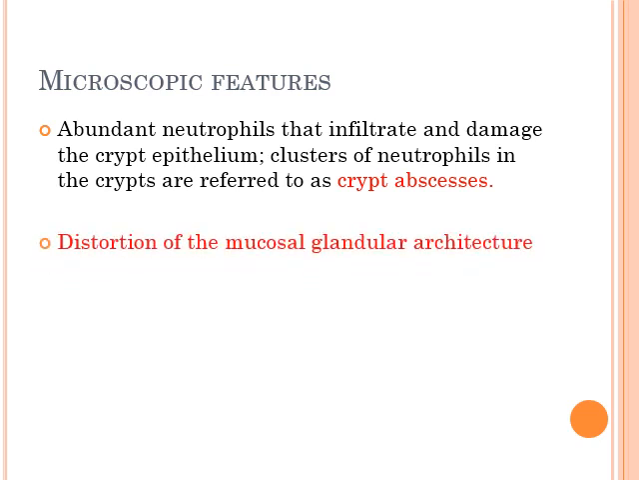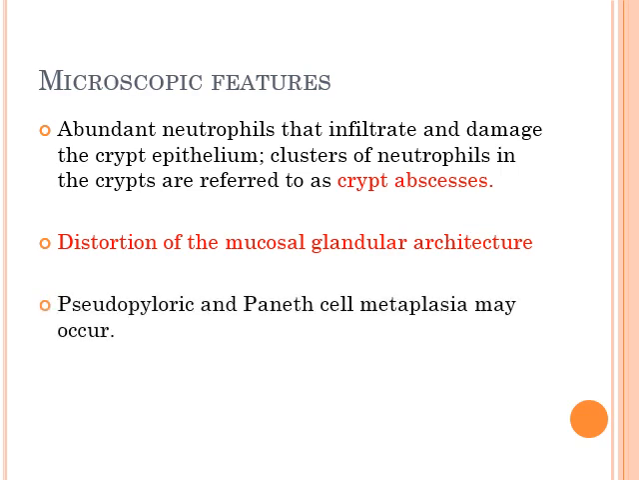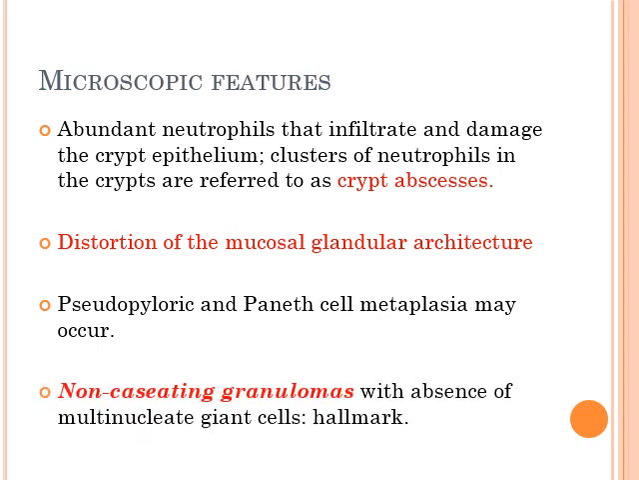Then there will be distortion of the mucosal glandular architecture. You will see the glands are distorted. They are of different shapes and sizes, and do not maintain the normal, uniform arrangement. So there is some kind of distortion. And there may be some pseudopyloric and Paneth cell metaplasia, which may again occur here.